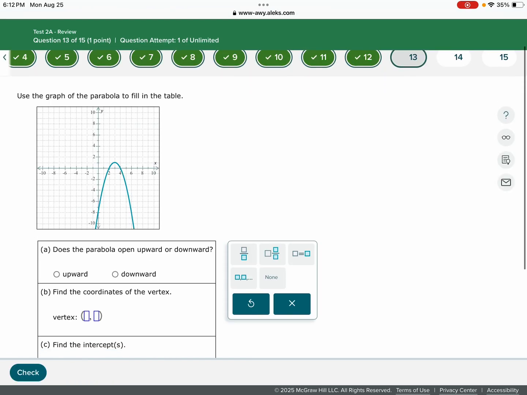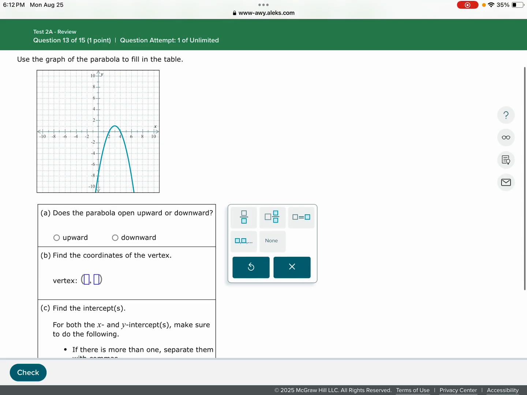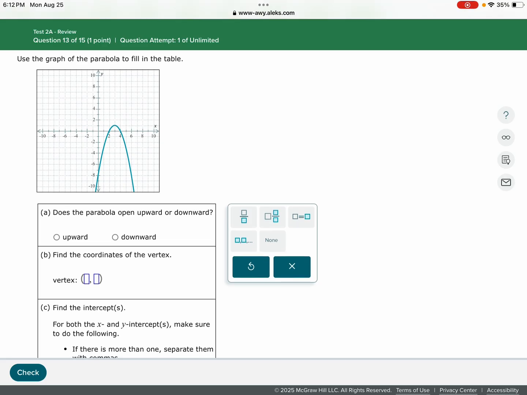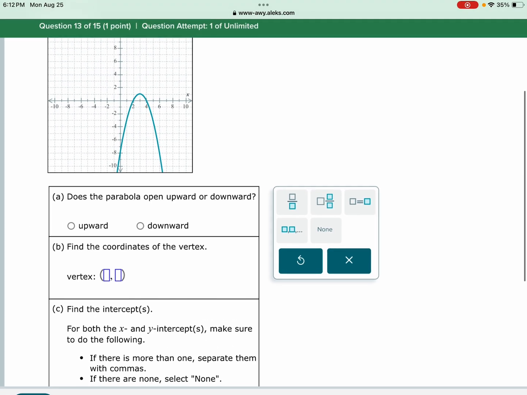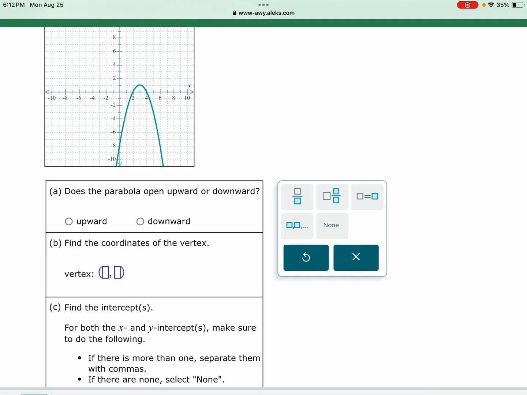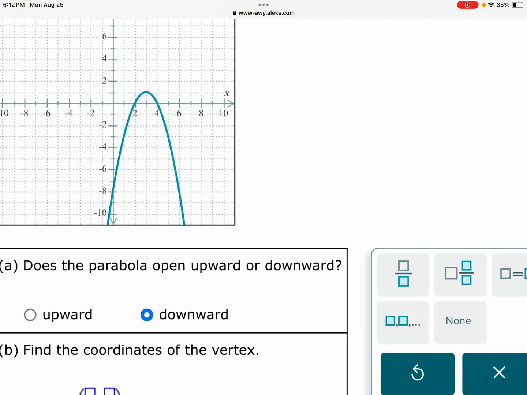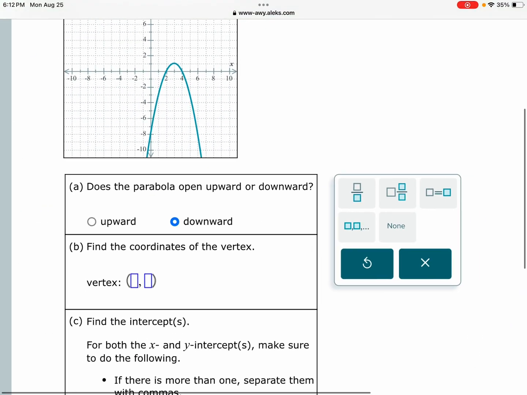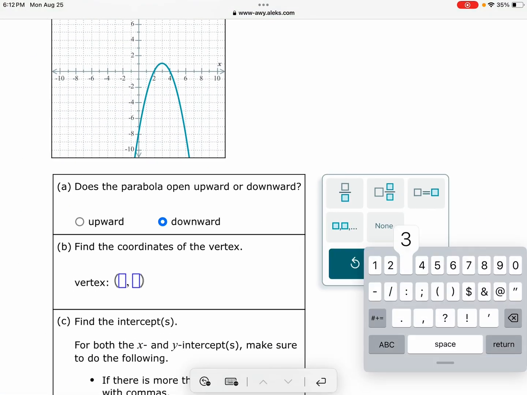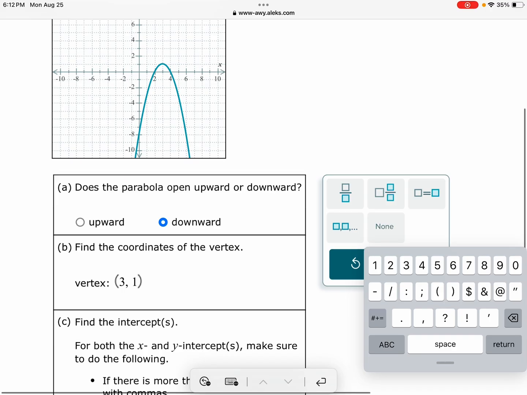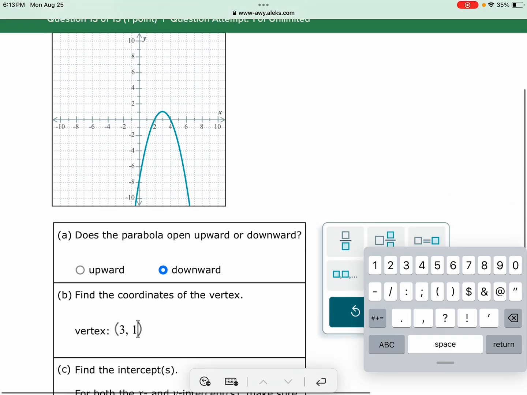All right, for 13, use the graph of the parabola to fill in the table. Okay, so for A, does the parabola open upward or downward? That's pretty easy, downward. Find the coordinates of the vertex. So I think it's going to be 3, 1. So it's going to be 3, 1 for the vertex. That's pretty easy, just looking at the graph.